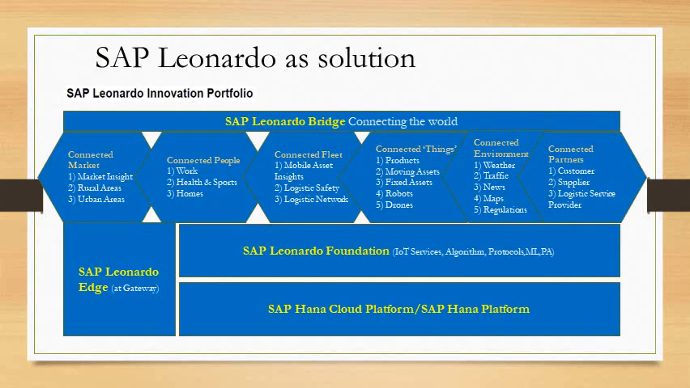Now this is the architecture of the SAP Leonardo portfolio. We have the SAP Leonardo bridge at the top with everything connected, leveraging the power of IoT. The IoT and all the algorithms reside in the SAP Leonardo foundation: protocols, machine learning and predictive analytics. SAP HANA Cloud Platform and SAP HANA Platform work as the database or applications which integrate with IoT services and provide data to the SAP Leonardo bridge. And we have connectivity at SAP Leonardo Edge with IoT at gateway services.